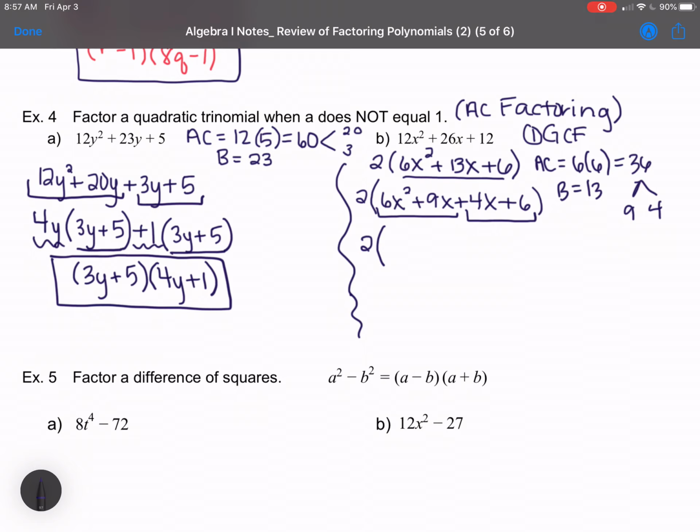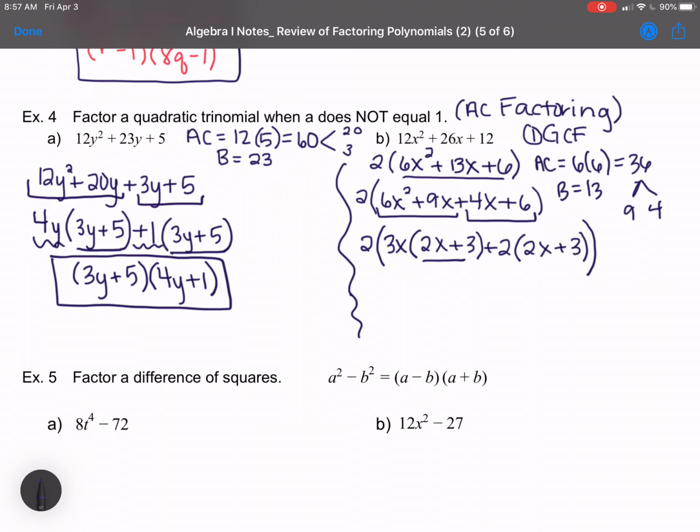6x squared plus 9x, our GCF is 3x. And if we divide, 6x squared divided by 3x is 2x. And 9x divided by 3x is 3. Looking at our second grouping, 4x plus 6, the GCF there is 2. And if we divide, 4x divided by 2 is 2x. And 6 divided by 2 is 3.